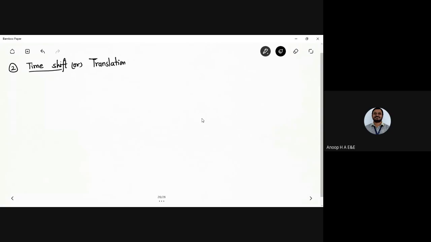Okay, so the next thing is the time shift or the translation. Translation is nothing but a shift in time. It might be an advanced shift or a delayed shift, so we generally use the term shift or time shift to be precise. I can call this the translation of the signal, translated by such units.